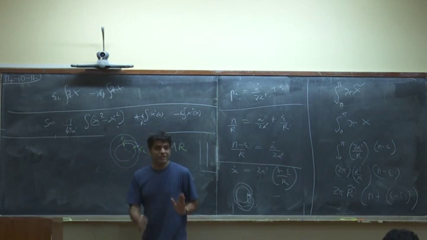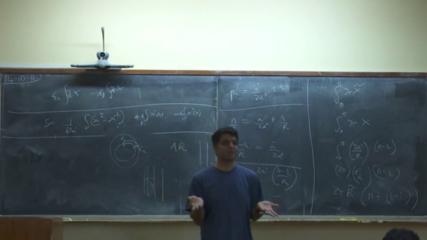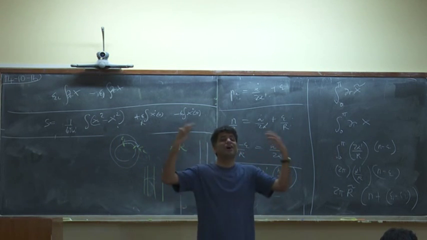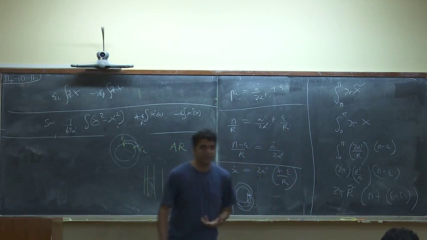Okay? So this is the T-dual description of the open string on a circle. We're going to continue with our discussion of it, but any questions?